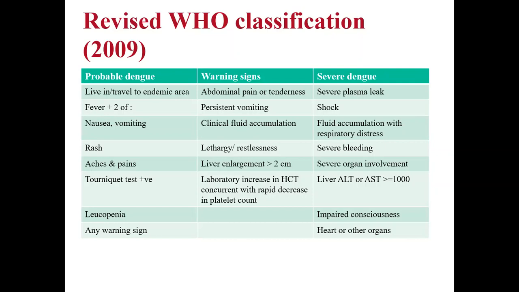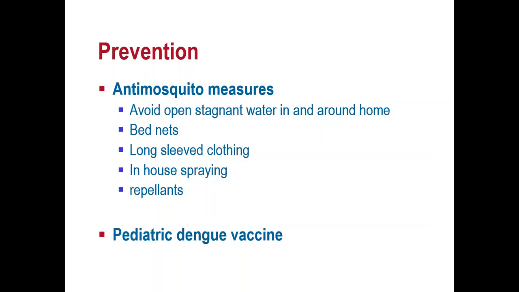That is the gallbladder wall thickening along with pericholecystic fluid accumulation. That is basically a warning sign, and these patients are more prone to dengue hemorrhagic fever or dengue shock syndrome. Severe dengue includes severe plasma leak, shock, fluid accumulation with respiratory distress, severe bleeding, and severe organ involvement: hepatitis with ALT or AST more than 1,000, which is basically a toxic injury, impaired consciousness, and heart, lung and other organ involvement.